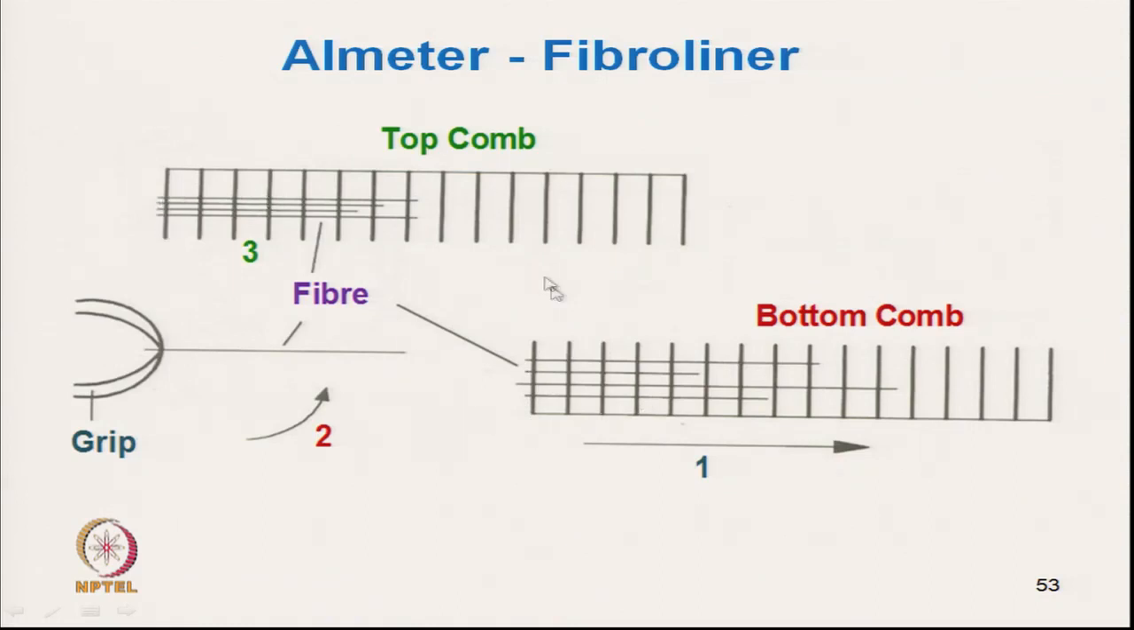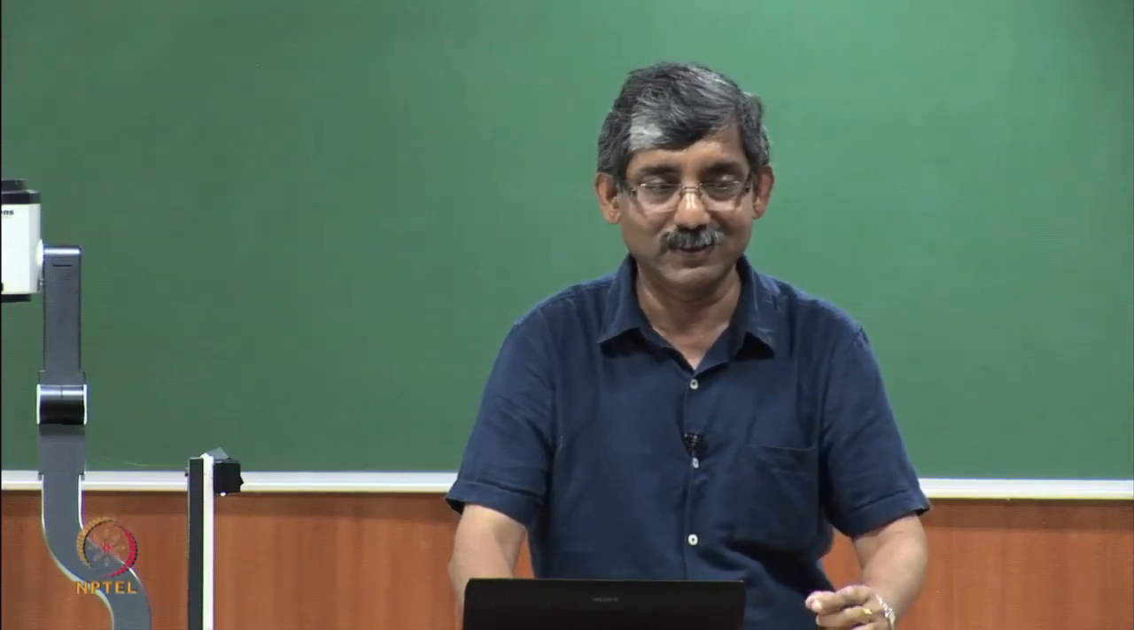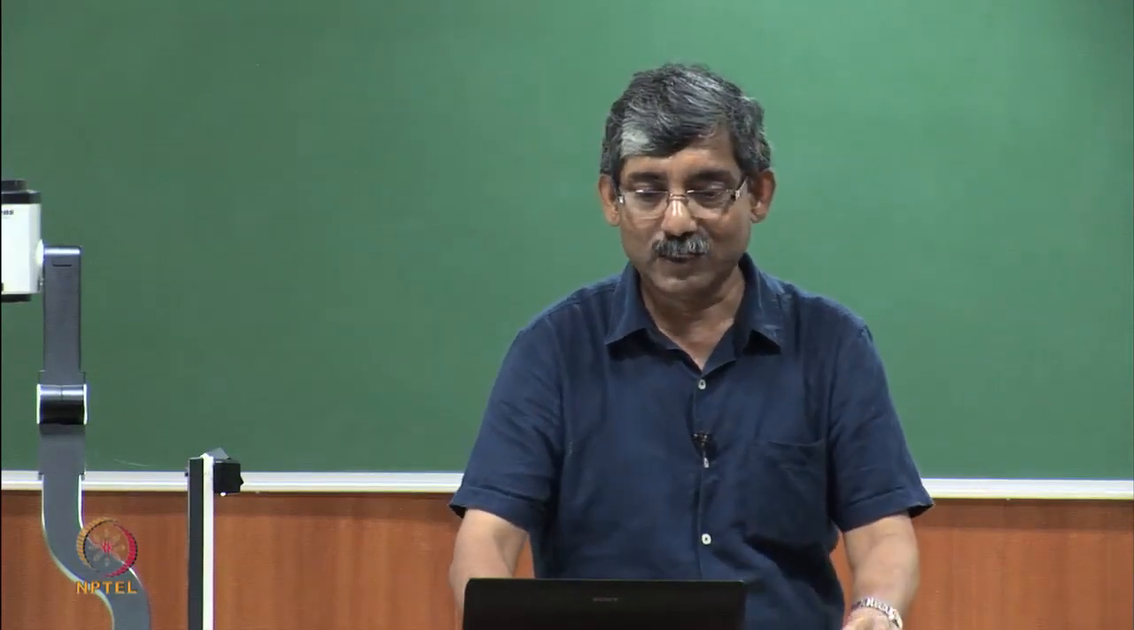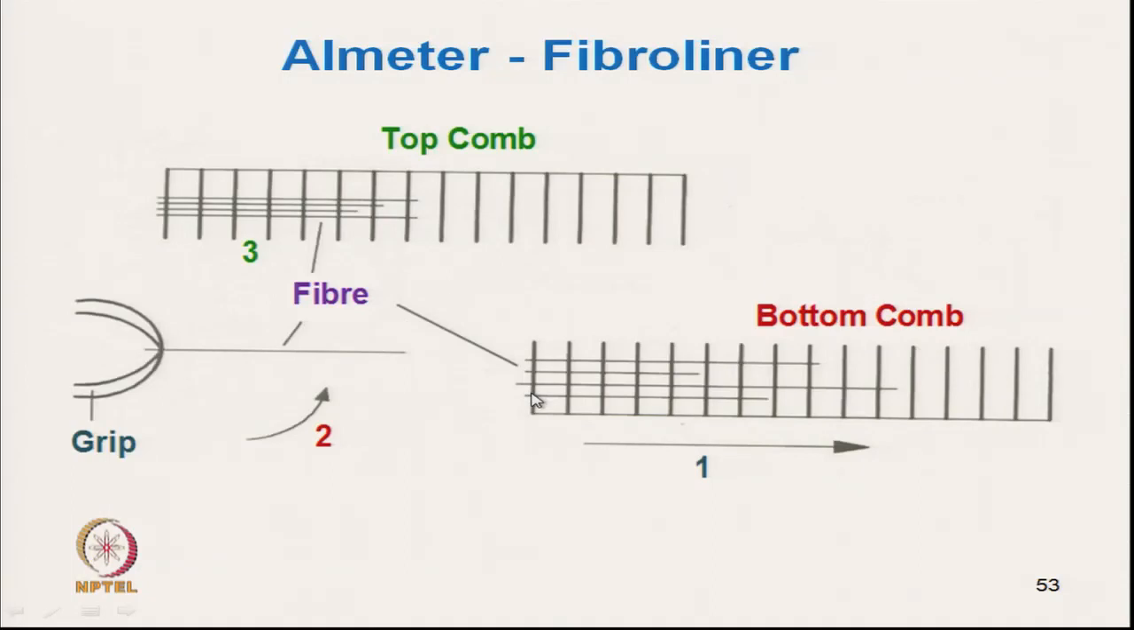Now, the difference between the top comb arrangement and the bottom comb arrangement is that here the fibers are arranged at random, like a sliver. Fibers can start at any point, but as the grip is gripping the fiber, taking it with a very small length, maybe 1 or 2 millimeters, whatever projected fibers are there, it grips the fiber and places it. That means whatever fibers it places in the top comb, their end is exactly at a point.